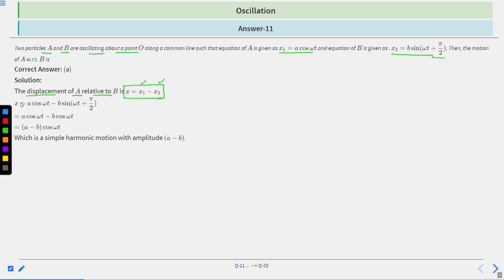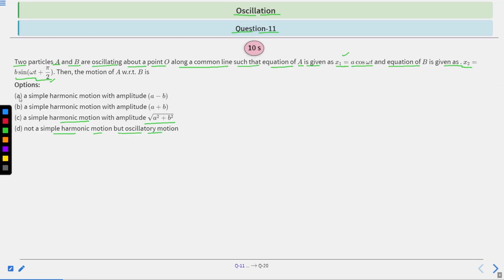So the equation becomes x equal to A cos omega t minus B sin(omega t plus pi by 2). So x equals A cos omega t minus B cos omega t, and taking cos omega t common, the equation becomes x equal to (A minus B) cos omega t. Which is a simple harmonic motion with amplitude A minus B. This is the amplitude. So the correct answer is A.